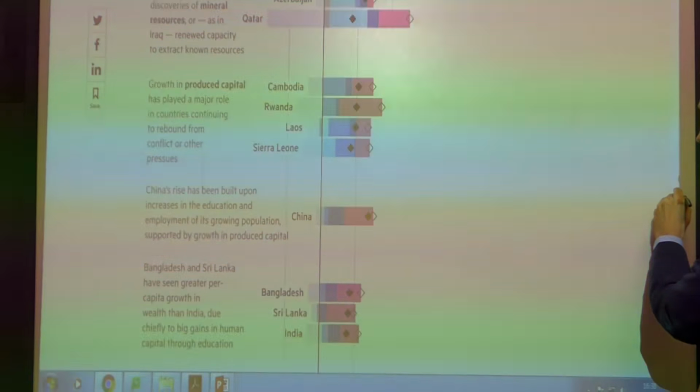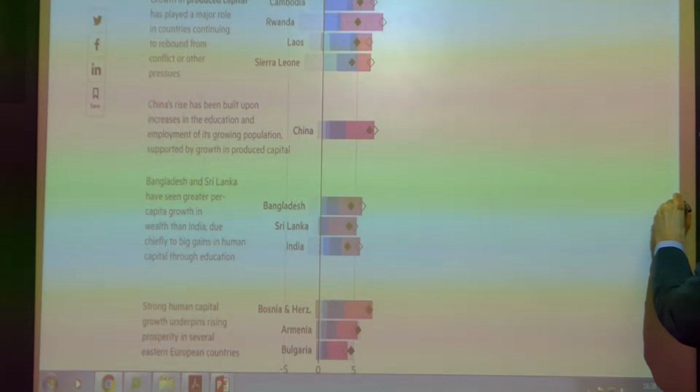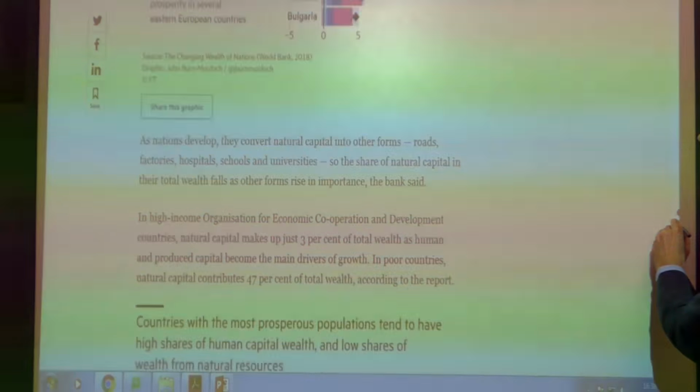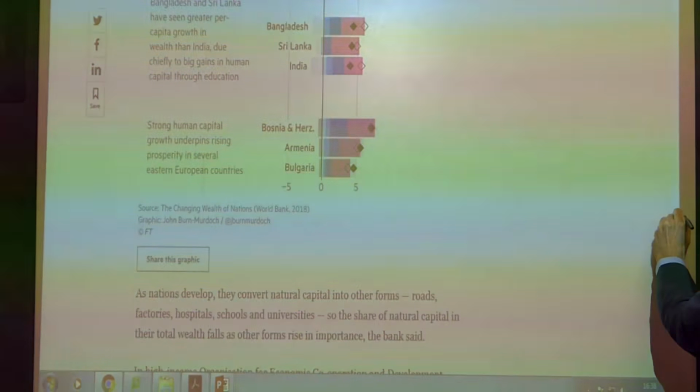Just trying to have a look again for Sub-Saharan Africa. If we can find it somewhere. You will find it, I'm sure.